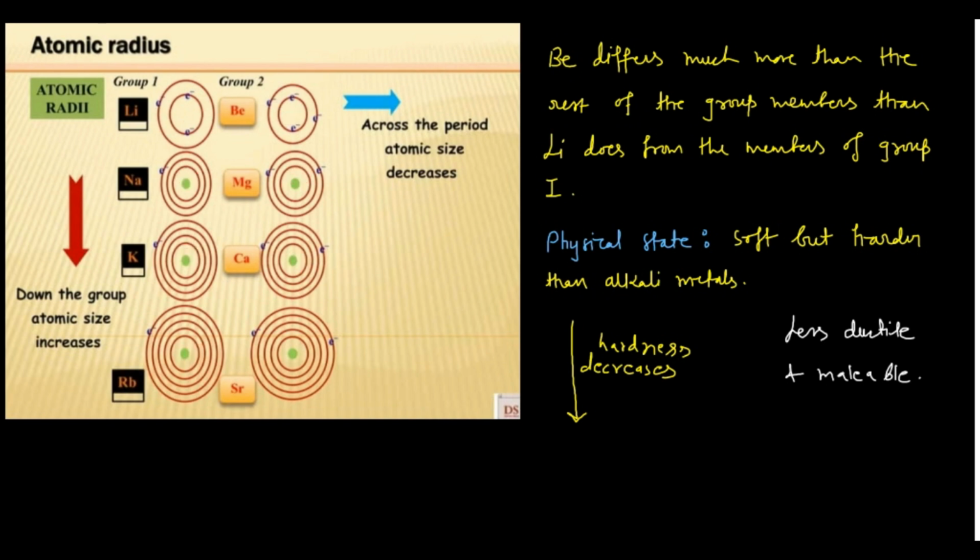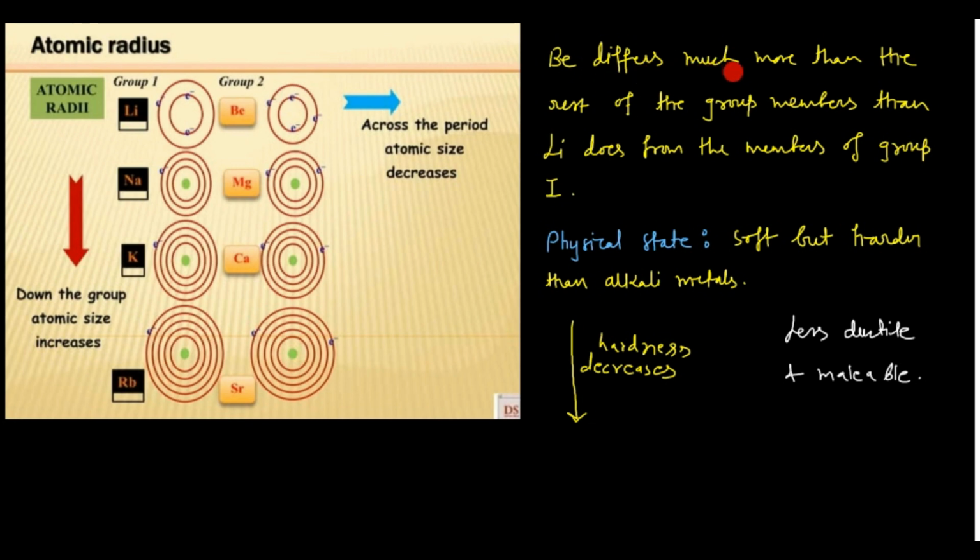Because when you move across the period, effective nuclear charge becomes more important, which pulls the electron cloud strongly towards the nucleus, which decreases the electron cloud, and hence the size also decreases. However, their size is bigger than the p block elements, but their size, whether atomic size or ionic size, is smaller than the alkali metals. You should remember this particular point. And then there comes beryllium.